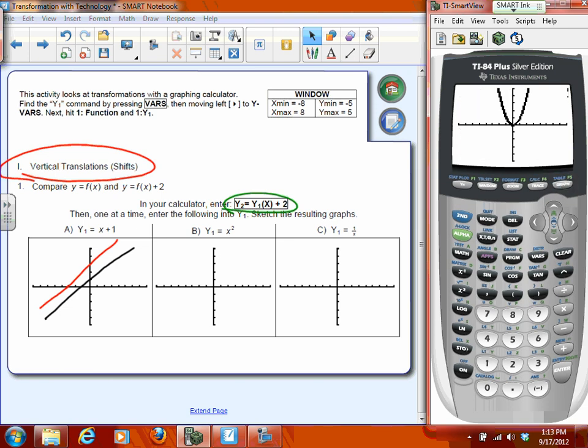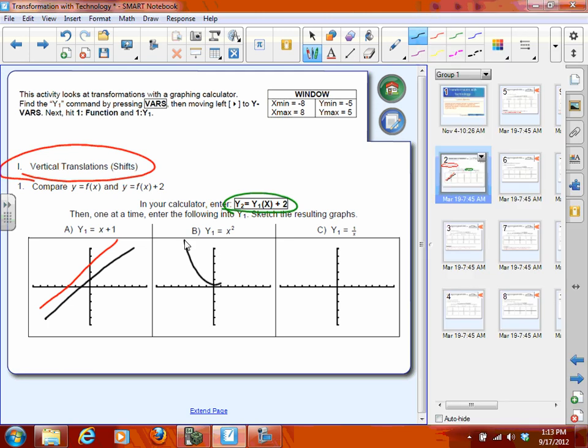So there's the first U shape, and here comes the second U shape. We're going to draw both of those. Remember, the darker one, that's the original function. That's what we have in Y1. That thinner one, the second one, is what we have in Y2. The graph looks something like this here.